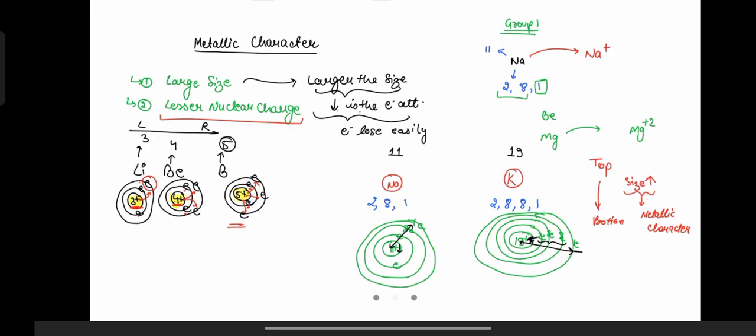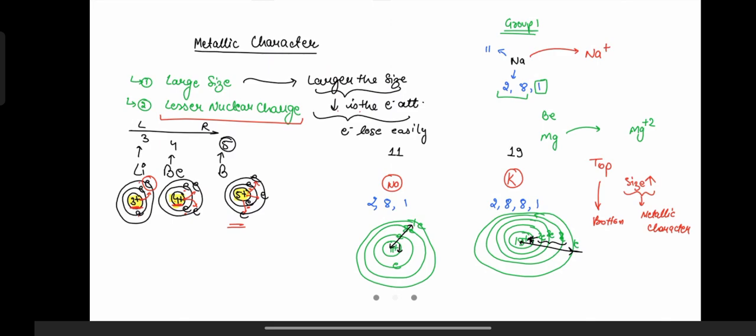If you take the case of carbon, where there are 4 electrons in the outermost shell and a positive charge of 6 in the nucleus, over there the attractive force will increase more. And what will happen because of that? The electron will be bound more strongly, and hence it will not be easier for them to lose.